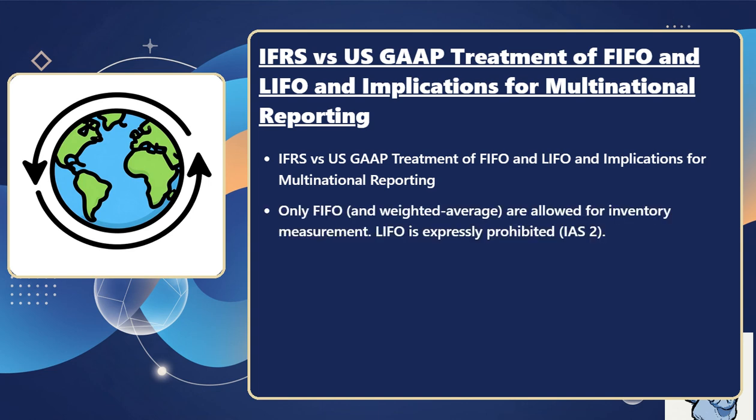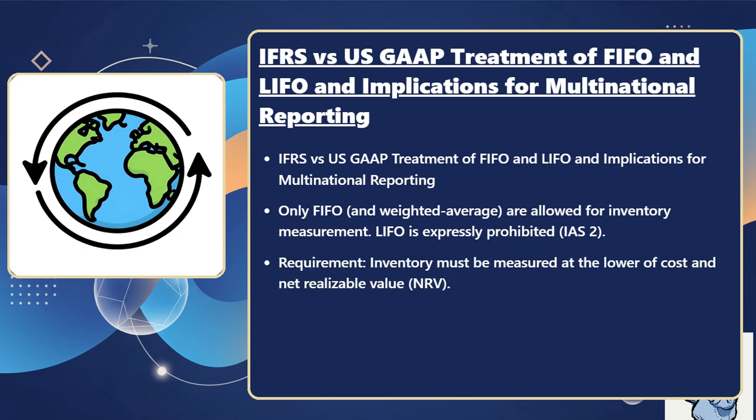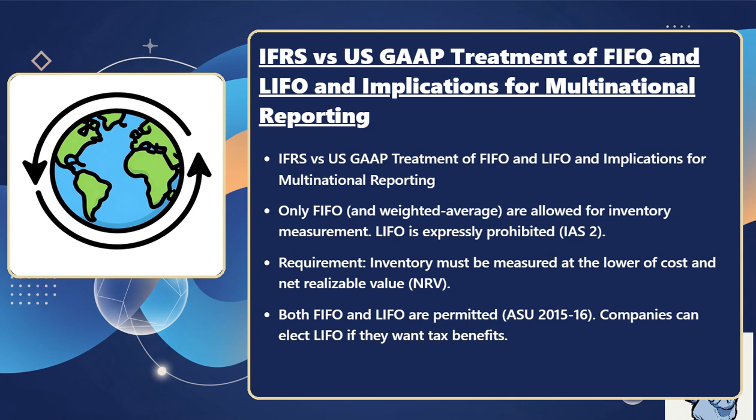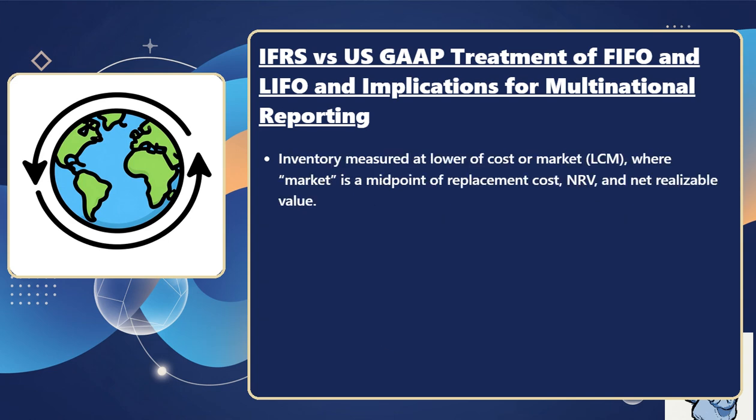Under IFRS, only FIFO and weighted average are allowed for inventory measurement. LIFO is expressly prohibited, IAS 2. Requirement: inventory must be measured at the lower of cost and net realizable value, NRV. Under US GAAP, both FIFO and LIFO are permitted, ASU 2015-16. Companies can elect LIFO if they want tax benefits. Inventory is measured at lower of cost or market, LCM, where market is a midpoint of replacement cost, NRV, and net realizable value. Implications for a multinational corporation.